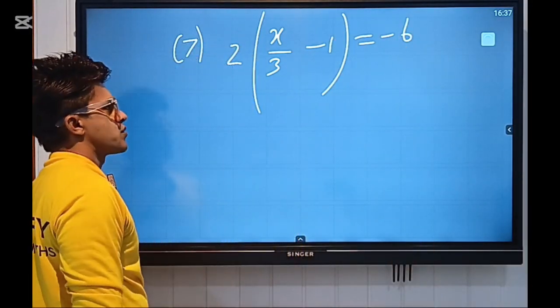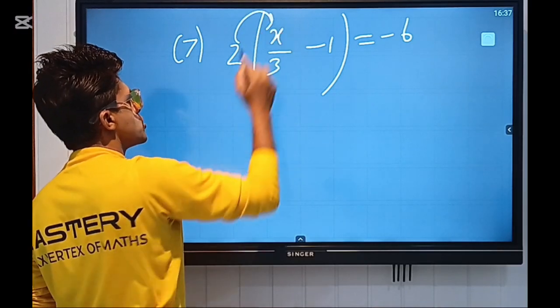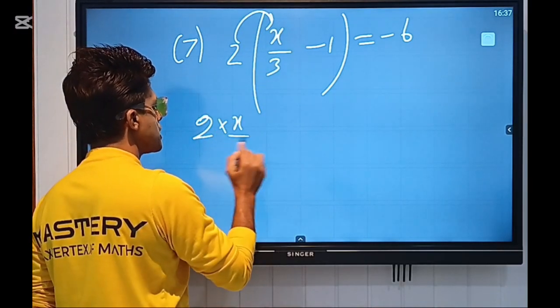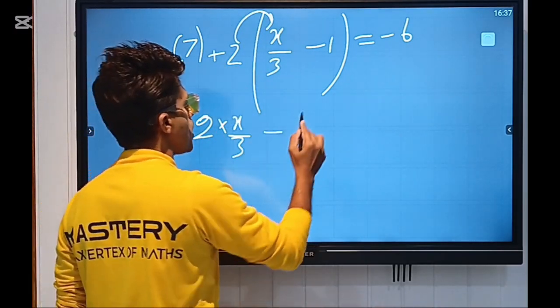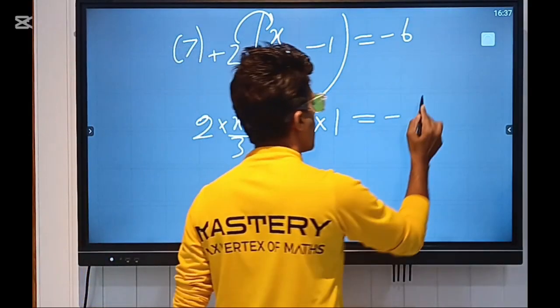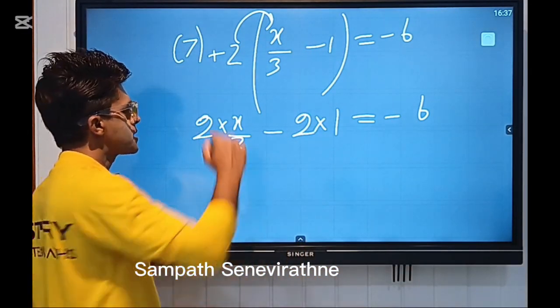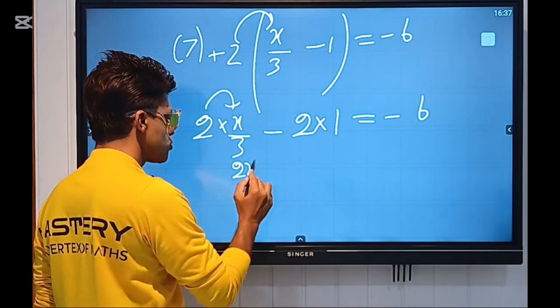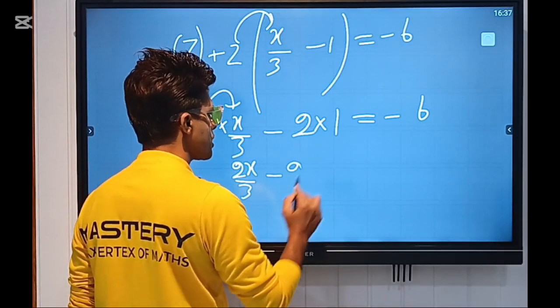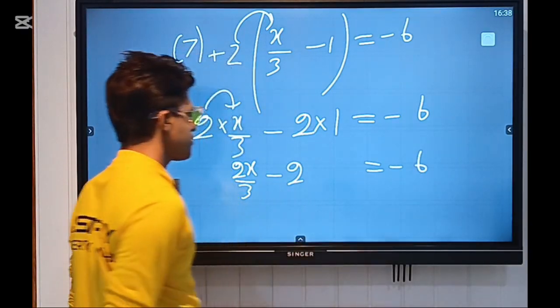You could remove the brackets really. Then here is a fraction. Then 2 times x over 3 plus, into minus 2 times 1 equals minus 6. So 2 times x is 2x over 3. Then 2 times 1 is 2. This question is also familiar to you.